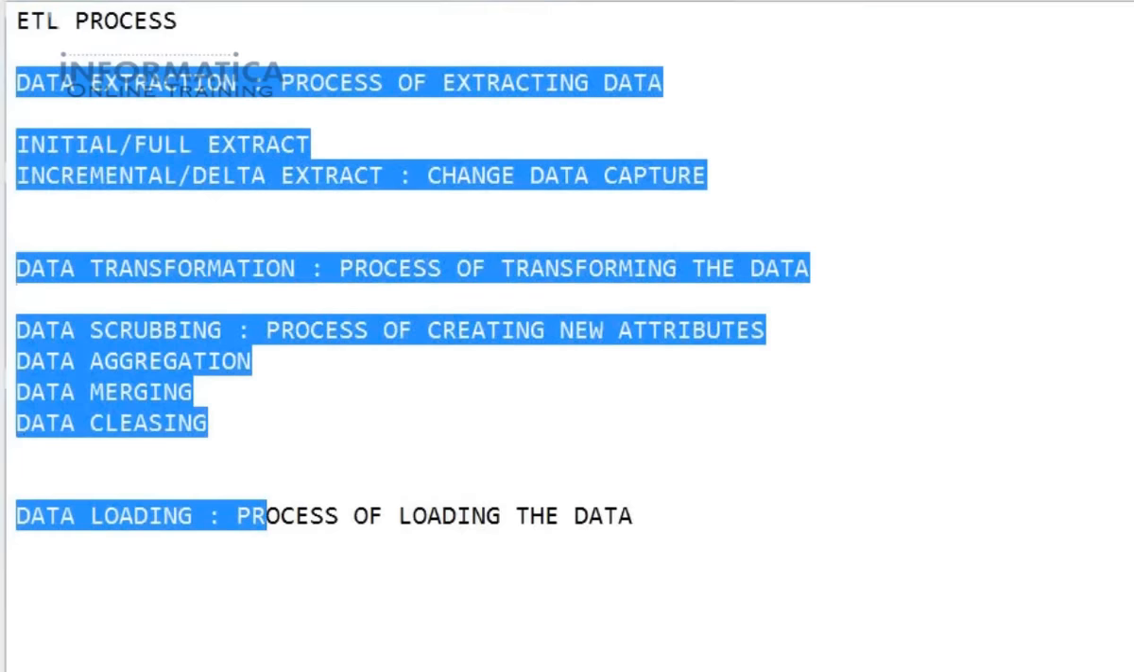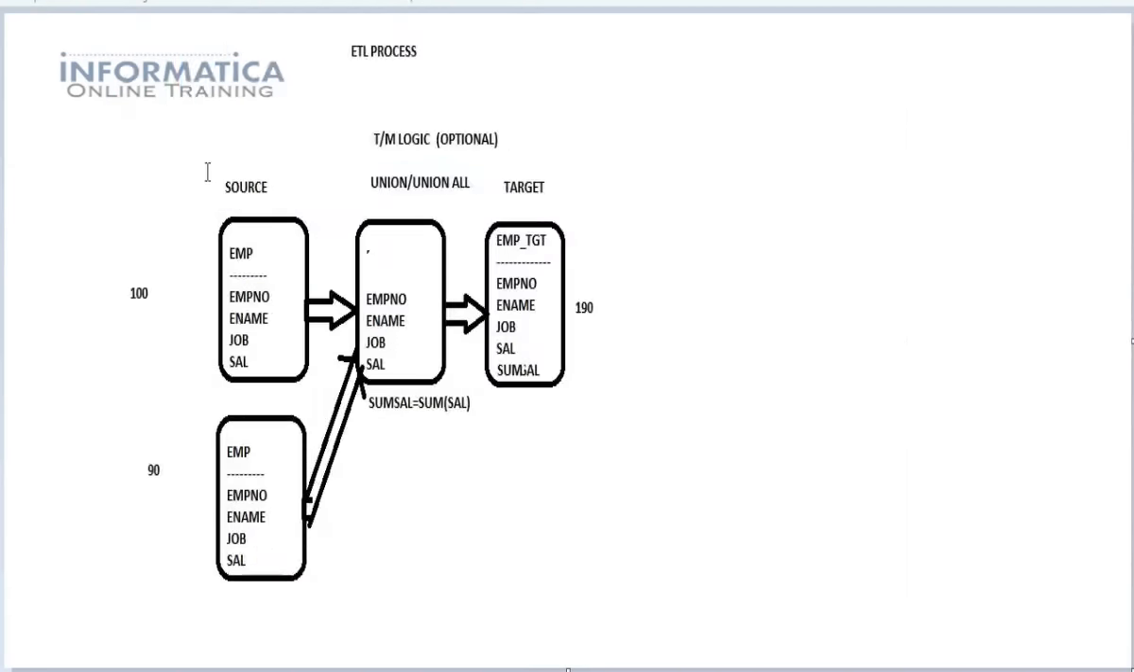And the objects that we need are the source system, the target system, and the transformation logic, which is nothing but transforming the data into a format. So any questions so far?